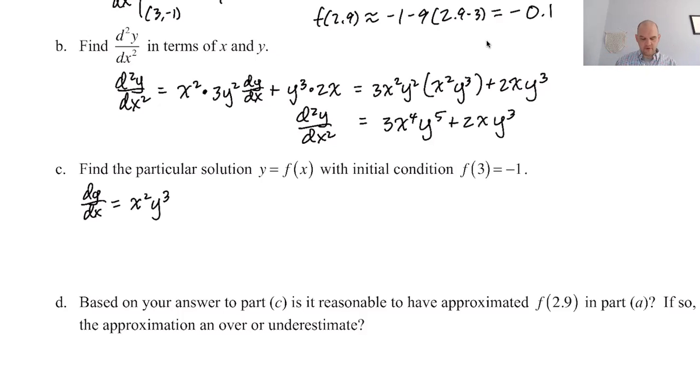I would prefer to write that as y to the -3rd dy because I'm more comfortable integrating y to the -3rd than I am 1 over y cubed. That's the only reason I'm doing that. And then on this side, you just get x squared dx. Integral, integral. That's a weak integral sign. Let me try again.